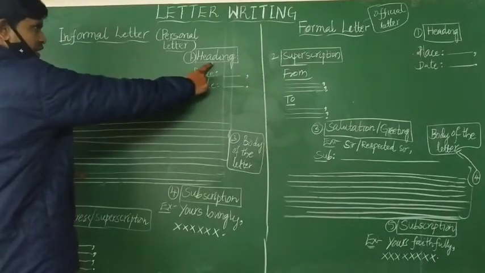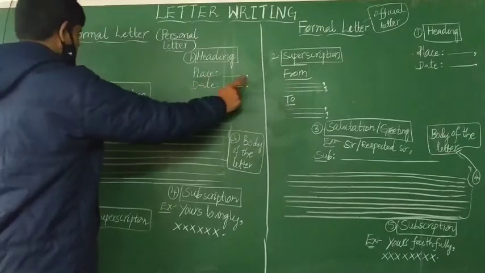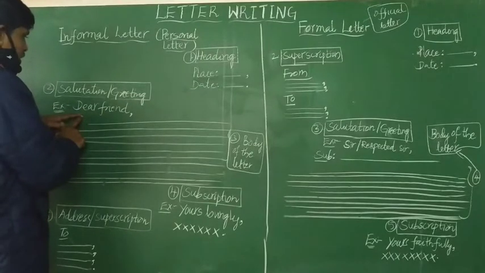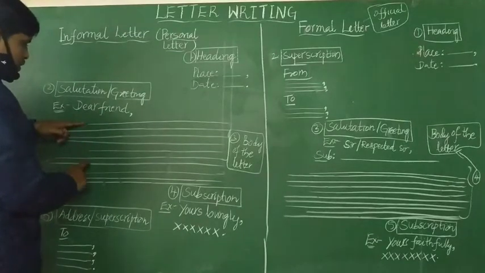First one is heading: place, date. After the place keep a comma, after the date you have to keep a full stop. Next, salutation, greetings. Here the example is, dear friend. After the salutation you have to keep a comma, then immediately start the body of the letter.